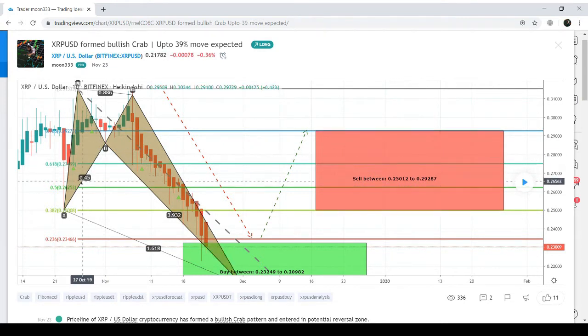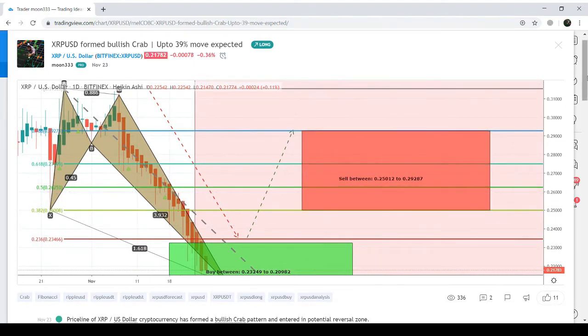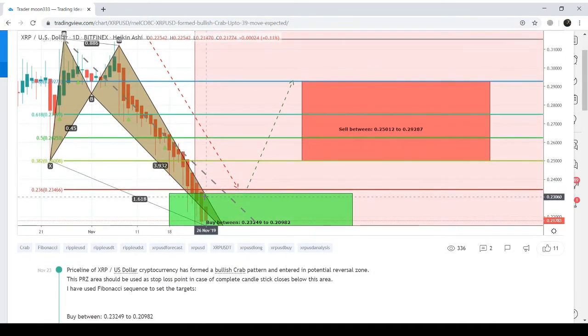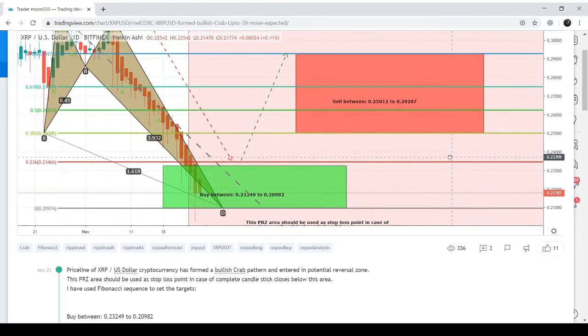And here we can see the B leg is retraced up to 0.45 Fibonacci, which is exactly as per requirement, from 0.382 up to 0.618 Fibonacci. And B to C leg should be retraced between 0.382 up to 0.886 Fibonacci. Here we can see the price action is almost retraced up to 0.886 Fibonacci. I've just ignored these two spikes. And the C to D leg should be retraced between 1.27 up to 1.618 Fibonacci. You can see this is the 1.27 and this is the 1.618 Fibonacci.